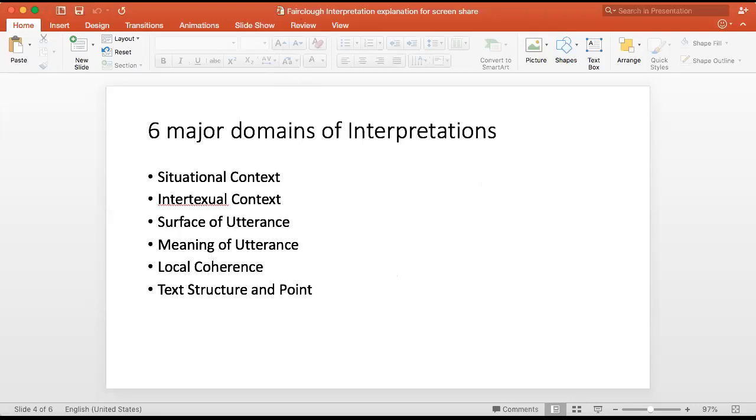Collocation, connotation. Even undergrads know this: collocation and connotation. What is collocation and connotation?